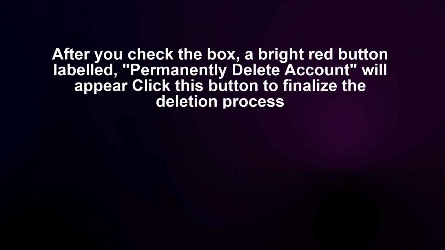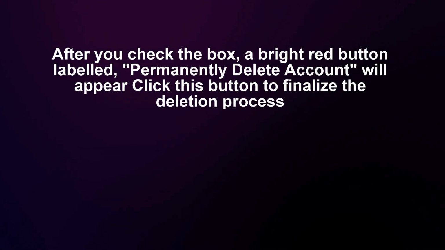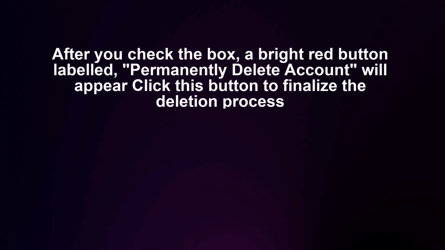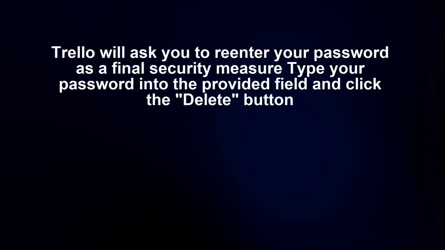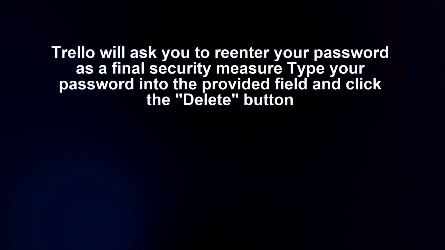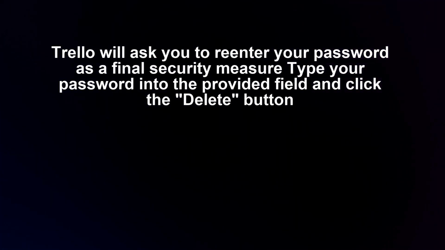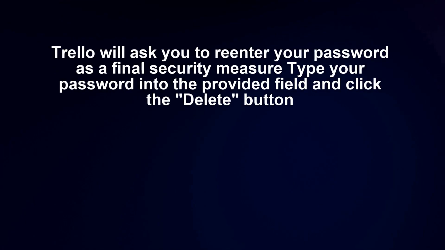After you check the box, a bright red button labeled Permanently Delete Account will appear. Click this button to finalize the deletion process. Trello will ask you to re-enter your password. As a final security measure, type your password into the provided field and click the delete button.